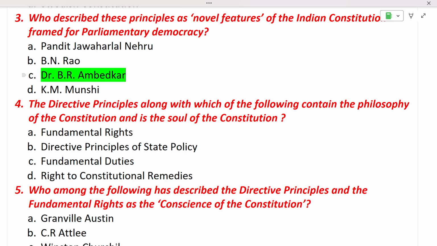Next, question number 4. The directive principles along with which of the following contain the philosophy of the Constitution and is the soul of the Constitution? Option A, fundamental rights. Option B, DPSP. Option C, fundamental duties. Option D, right to constitutional remedies. Answer is A, that is fundamental rights. Next question.